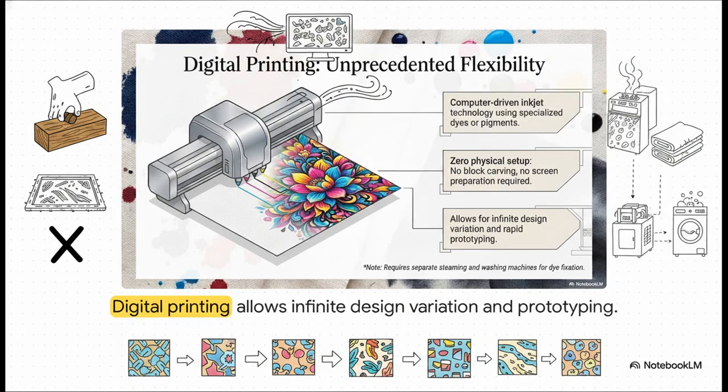Now, this method offers unprecedented flexibility. It uses computer-driven inkjet nozzles to spray specialized dyes or pigments directly onto the fabric. There is zero physical setup here, no blocks to carve, no screens to prep whatsoever. This allows for infinite design variation and incredibly rapid prototyping. However, it's a really interesting industry trade-off. You get that infinite variation up front, but unless you're using very specific pigments, you still rely on entirely separate, massive, industrial-scale steaming and washing machines on the back end to actually fix that color into the fabric.